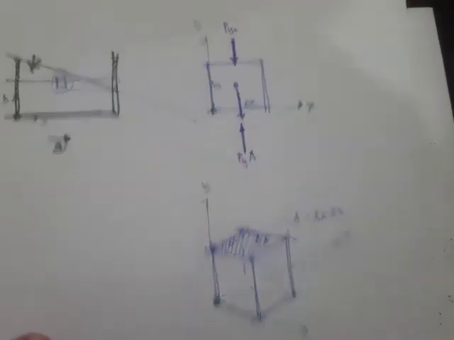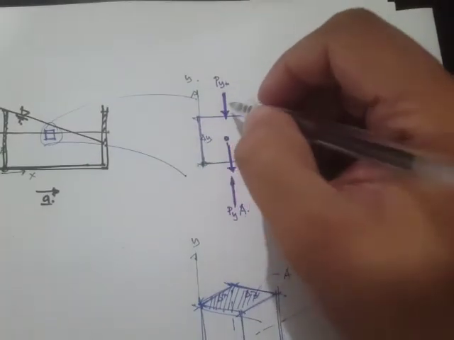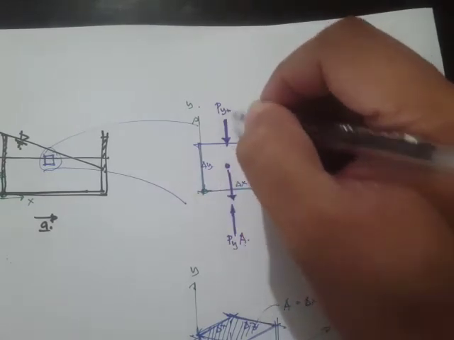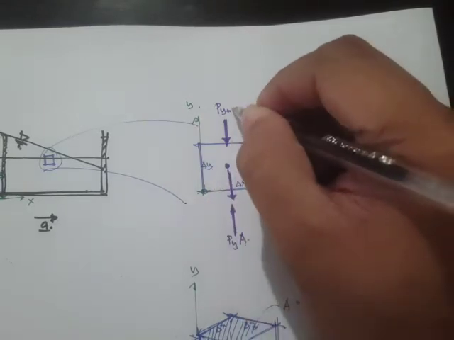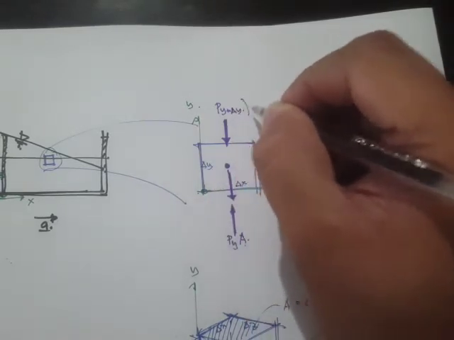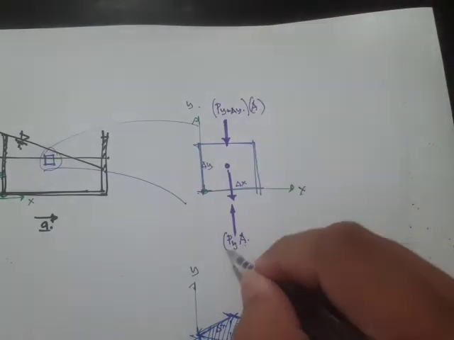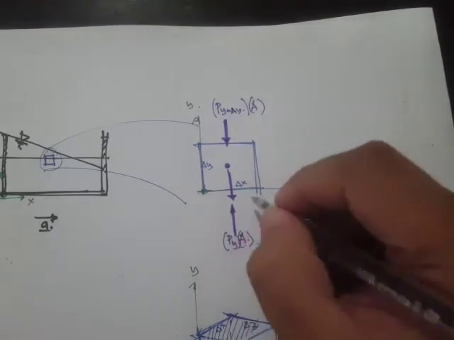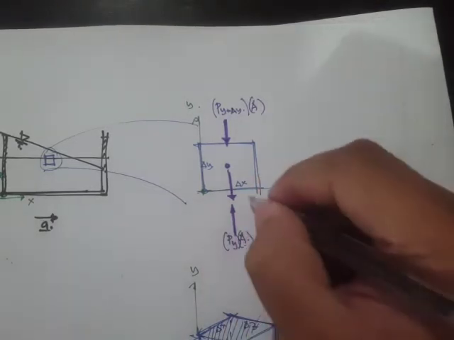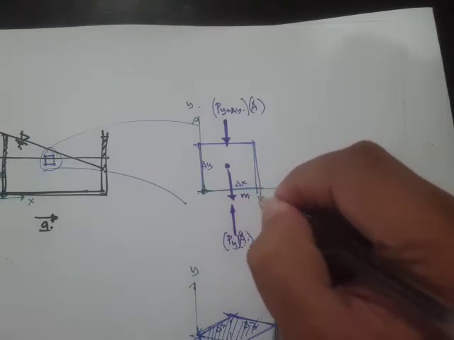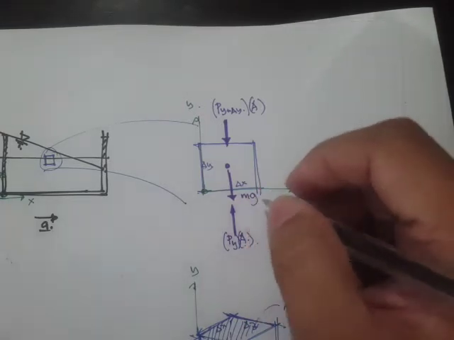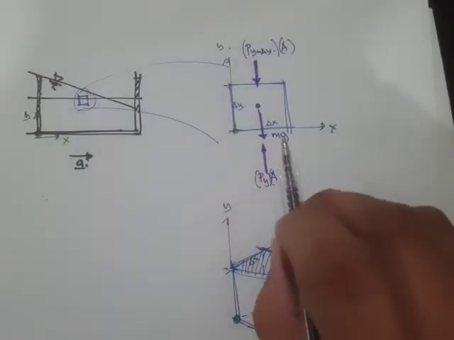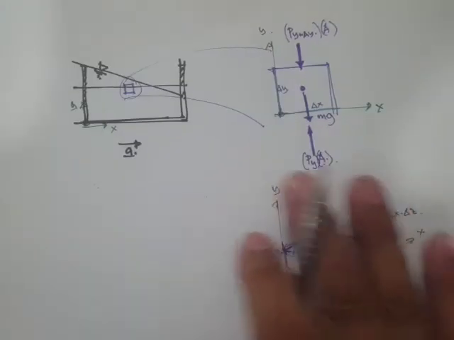Okay, so the next one is the force on the top surface. That's p y plus delta y, of course, times the area. And this one is the weight. The weight is simply the mass times the gravitational acceleration.